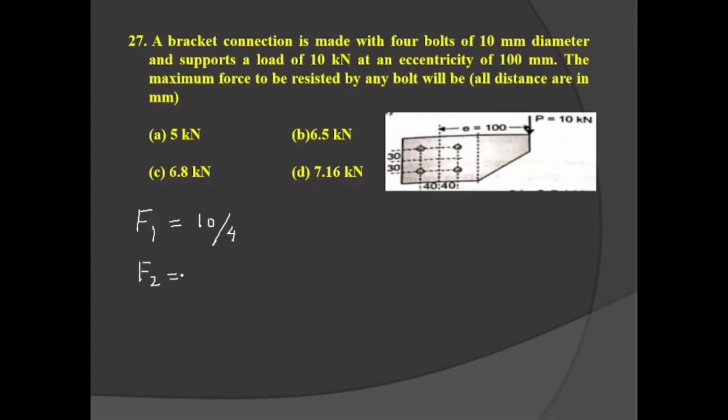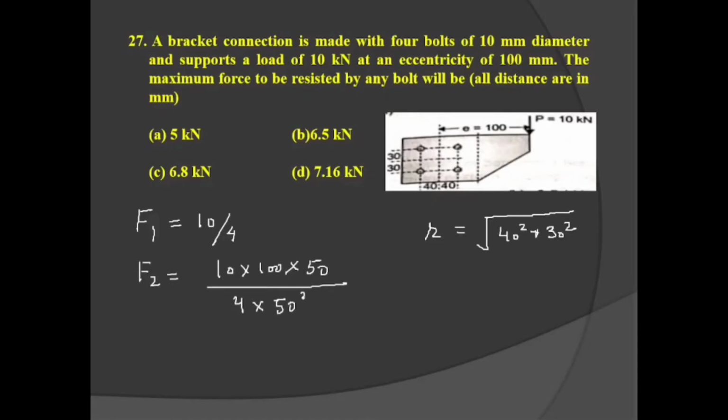F2 will be P into E, 10 into 100 into the radial distance of every rivet, which will be the whole under root of 40 square plus 30 square for every rivet. Here 40 square plus 30 square gives 50 mm, whole divided by 4 times 50 square, because 4 rivets are at the same level. After calculation, the value of F2 is equal to 5 kilonewton.